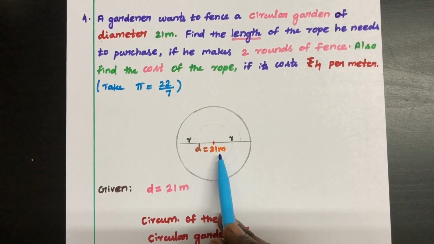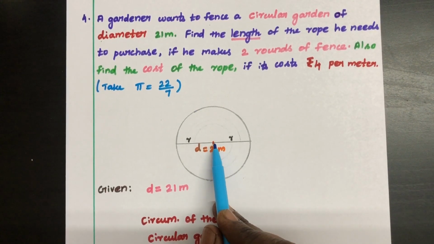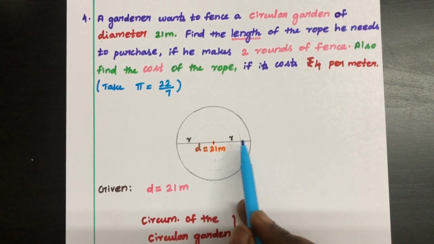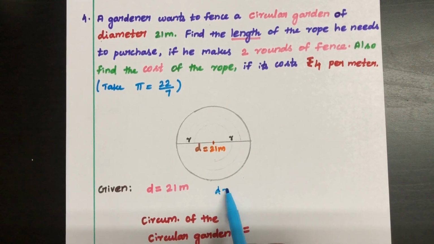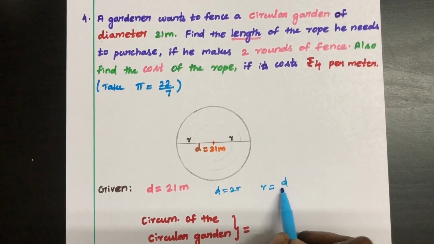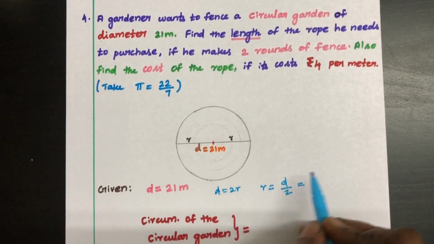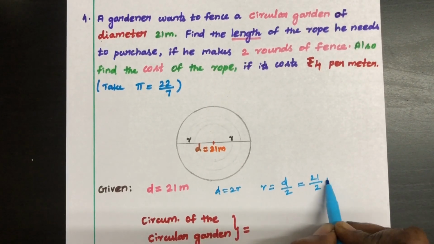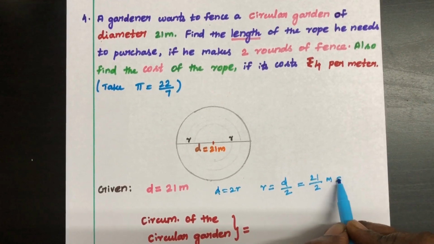See, this is the circular garden. Diameter is 21 meter. So half of the diameter is radius, right? So D is equal to 2R. So R is equal to D divided by 2, that means half of the diameter. So R is 21 by 2 meter. This is our radius now.